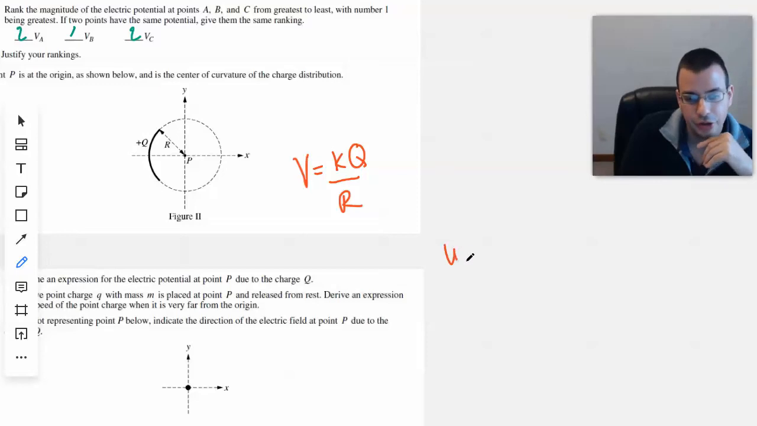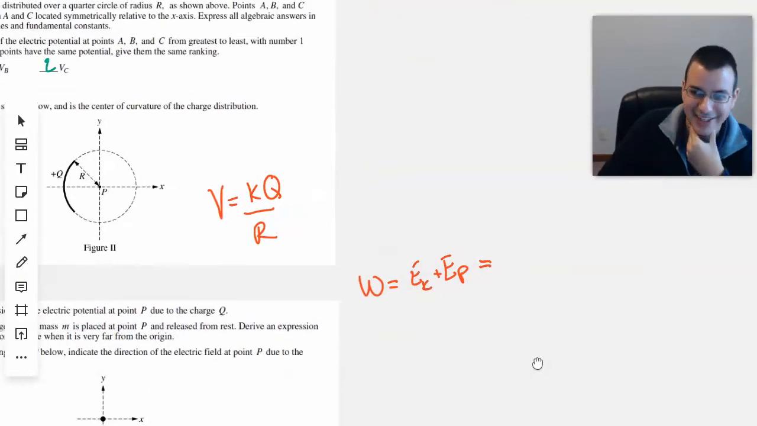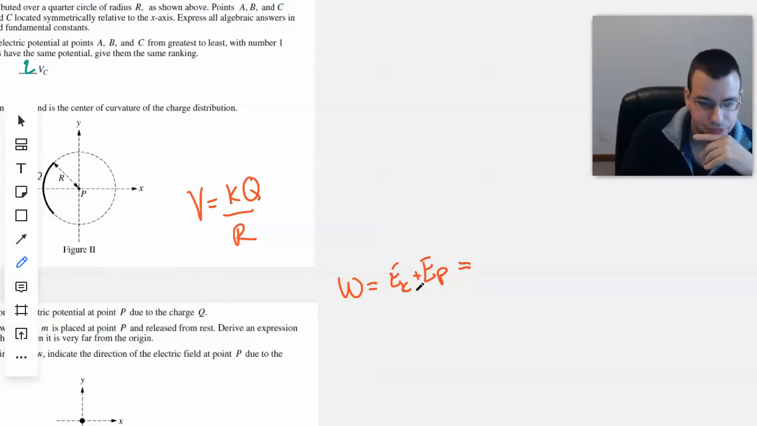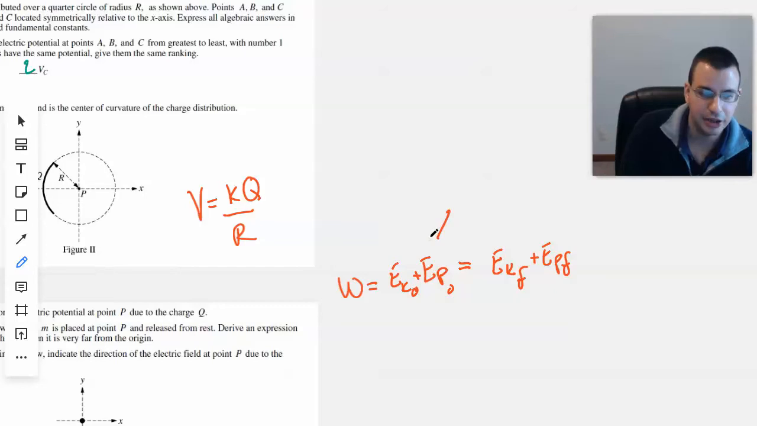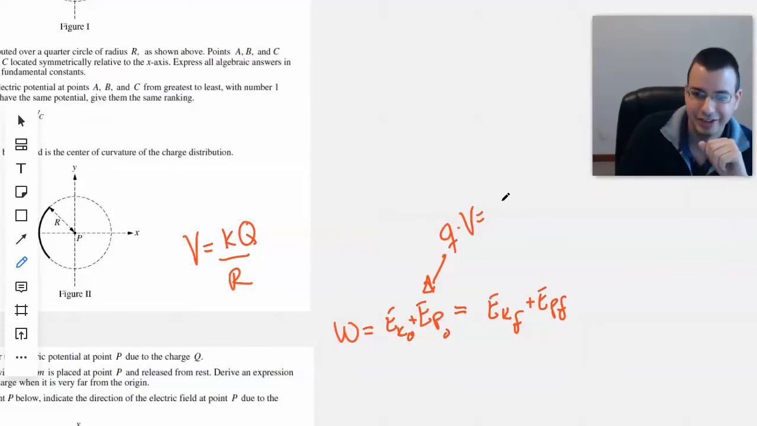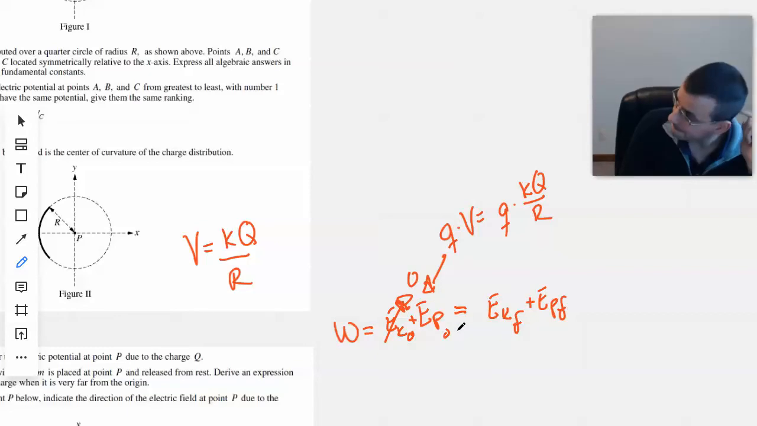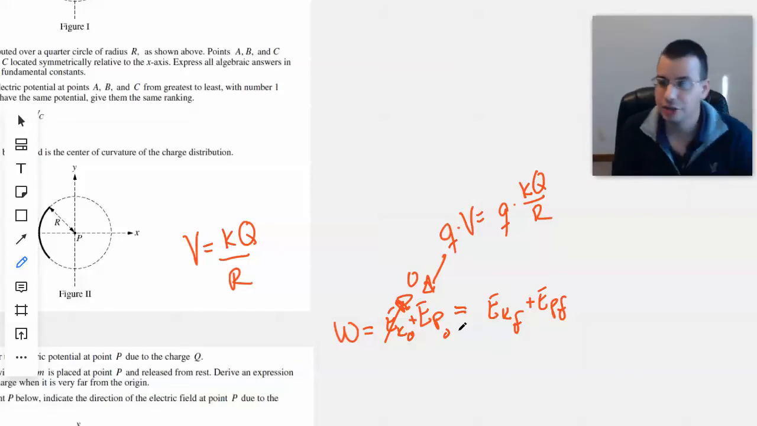Okay. So we're going to use energy. So I'm going to use work, which I know is energy kinetic plus energy potential. You don't have to write out this intermediate step. It's just to clarify things a little bit. These will be initial, goes to energy kinetic final plus energy potential final. We know that initially the potential energy will be Q times V. What was the charge? Point charge Q. Oh, convenient. Q times K, big Q over R. And we know that it's initially at rest, so the initial kinetic energy will be 0.